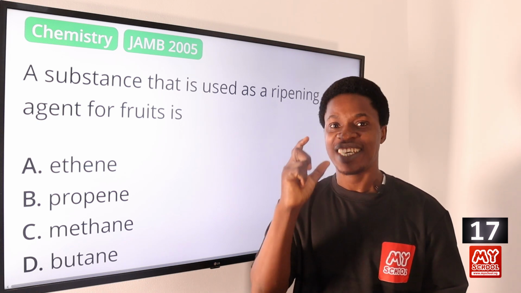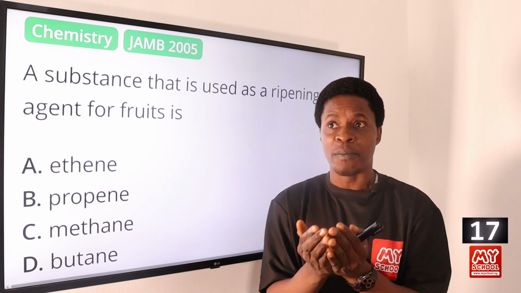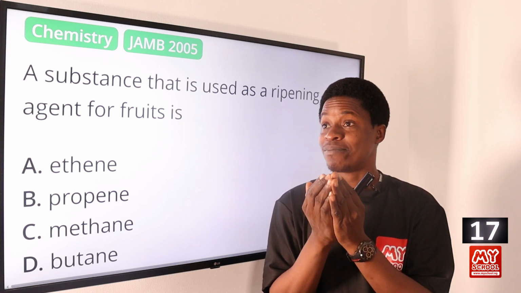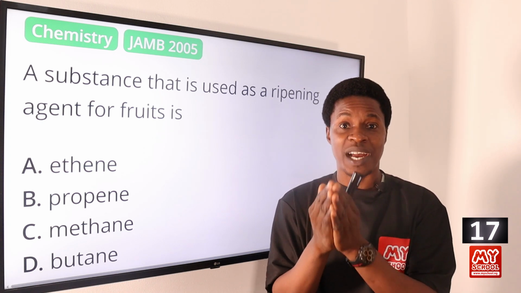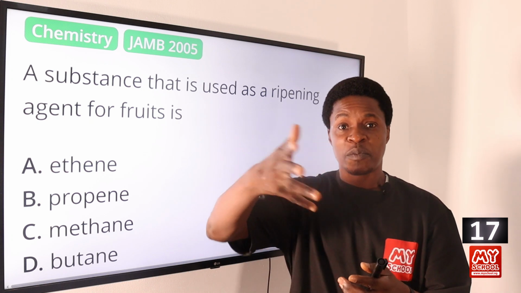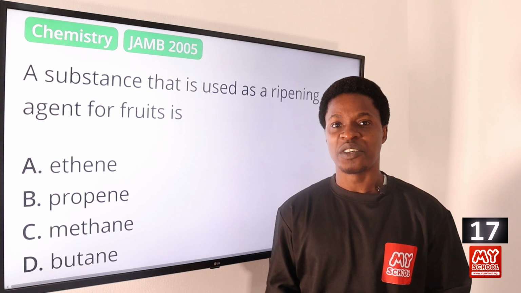Okay, the particular alkene that's responsible for the ripening of fruits. When you get fruits that are not ripe yet, your mango, your cashew, some of the fruits that are not ripened yet, they spray those chemicals. If you spray it on them, what happens? It begins to ripen within the shortest period of time.